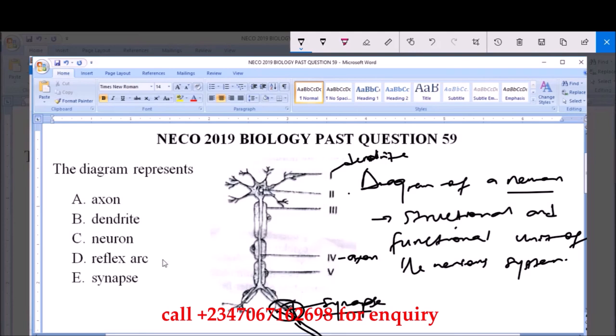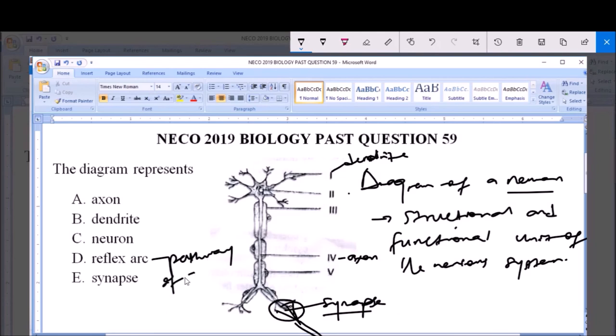Then this is reflex arc. Reflex arc is just the pathway of a reflex action, and I believe we know what reflex actions are. That is an involuntary action that we don't control. Example is an eye blink. So the pathway of this reflex action is the reflex arc. But this diagram here is the diagram of the neuron or the nerve cell, and that is option C.